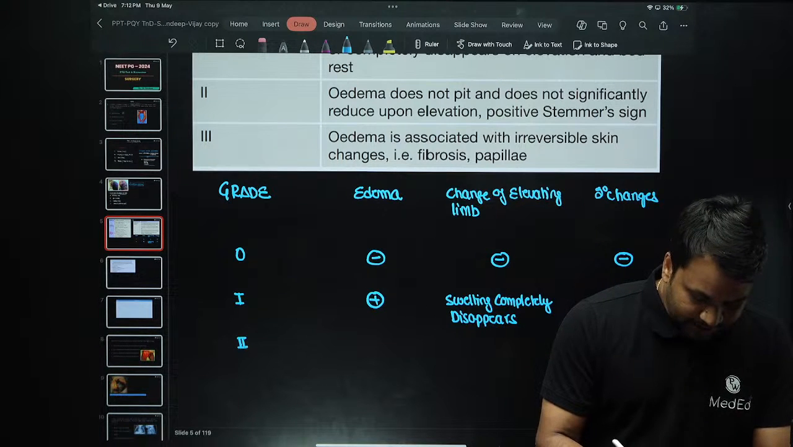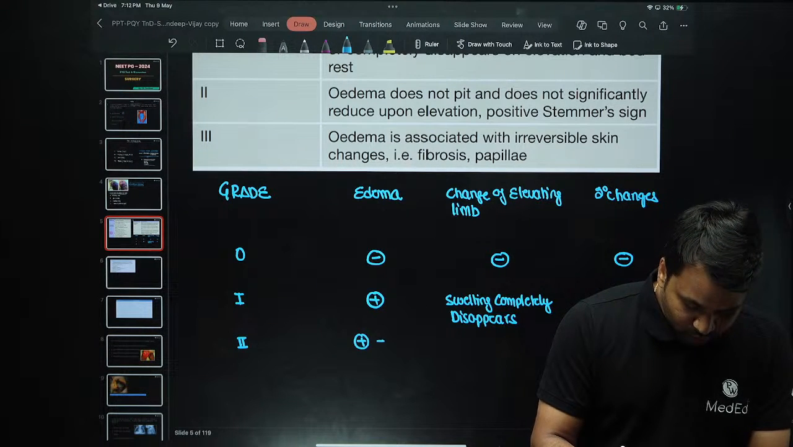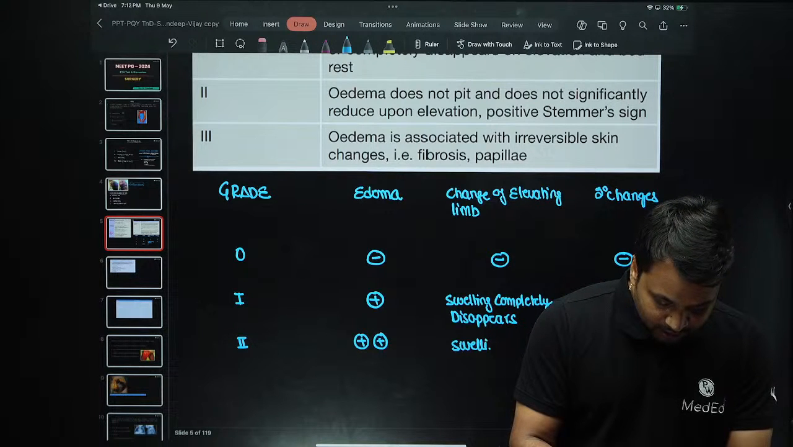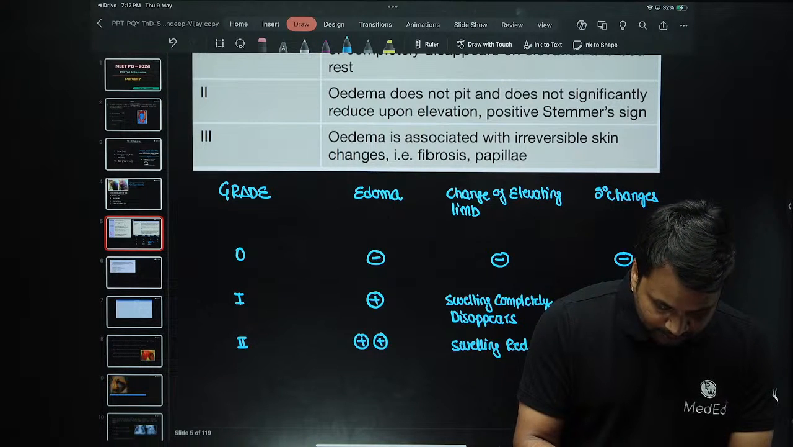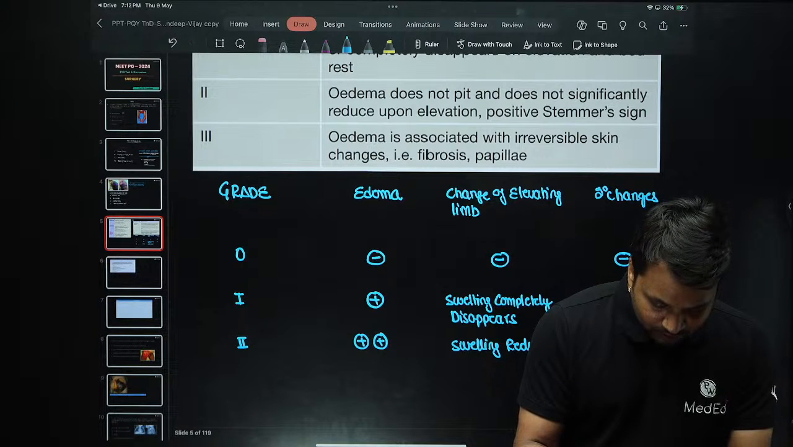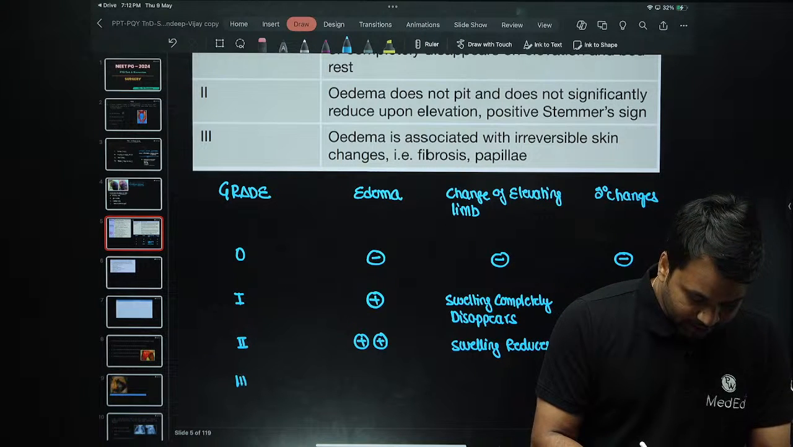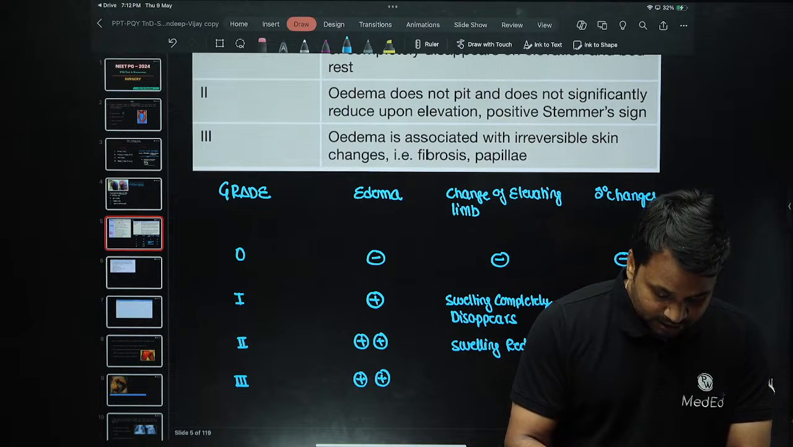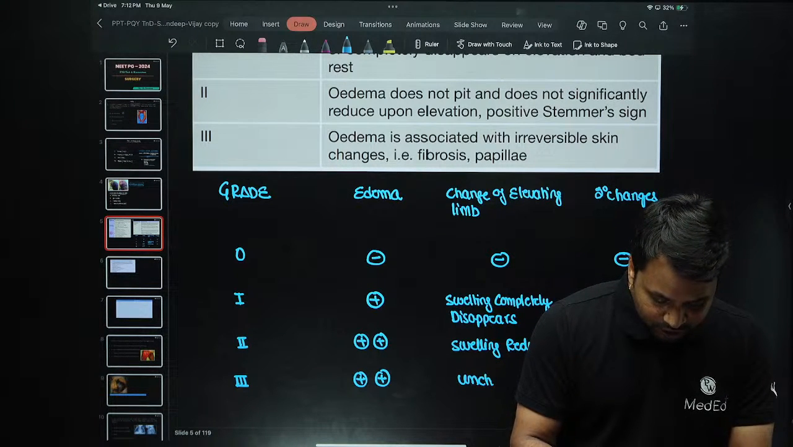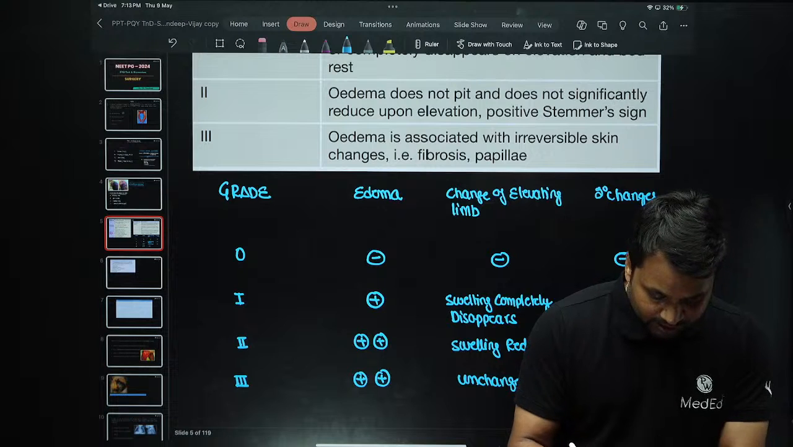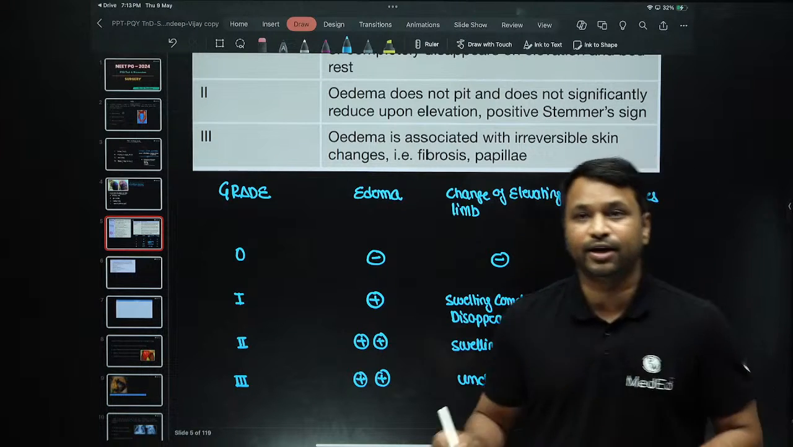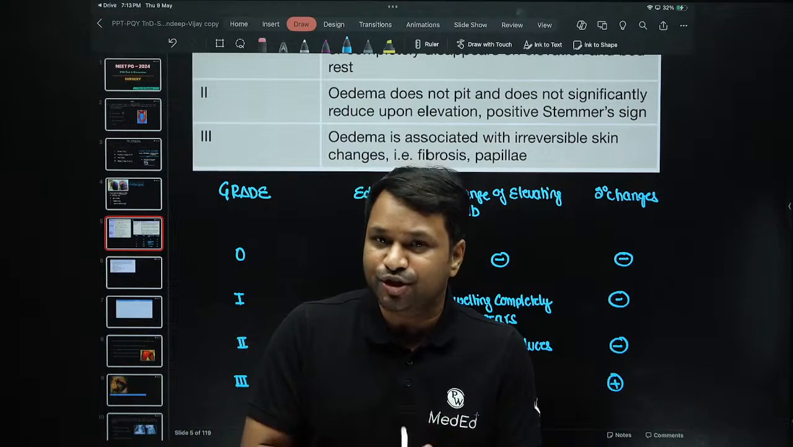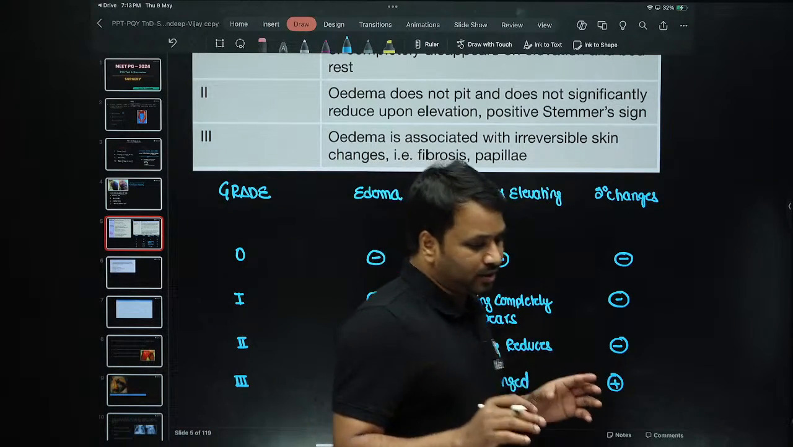In grade 2, you see the edema becomes a bit more progressive. Here the swelling reduces but does not disappear. Swelling reduces on elevating the limb. There are no secondary changes. Grade 3 is the most extensive, where the edema is persistent. The limb remains unchanged on elevating, and this will also have associated secondary changes like excoriation. There will be papillomas, papillae, and discharge. All that will be there, and that is grade 3.